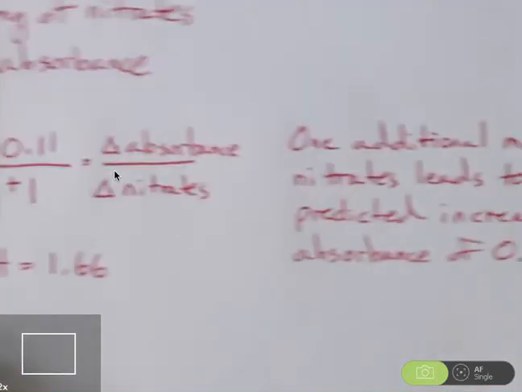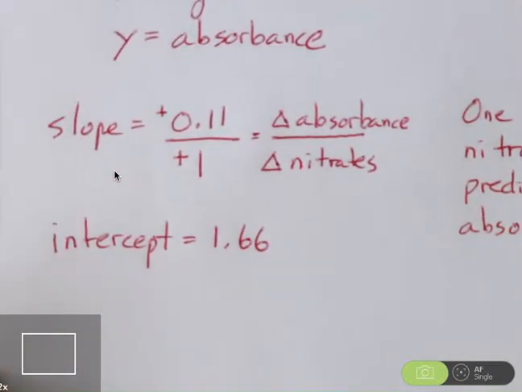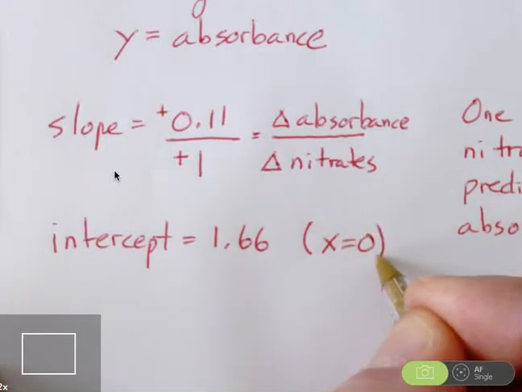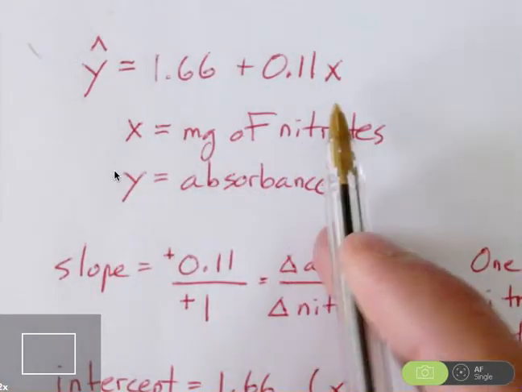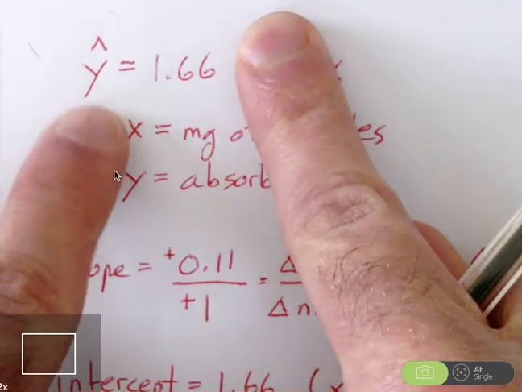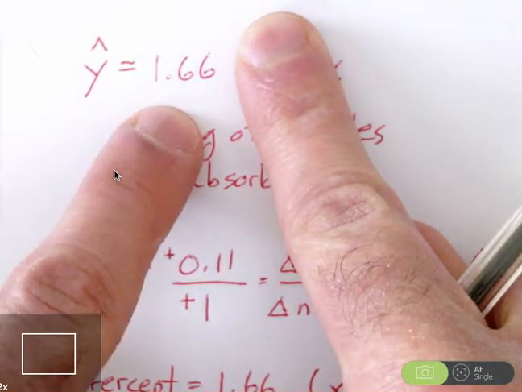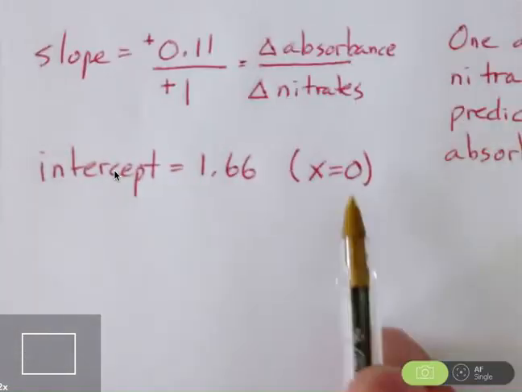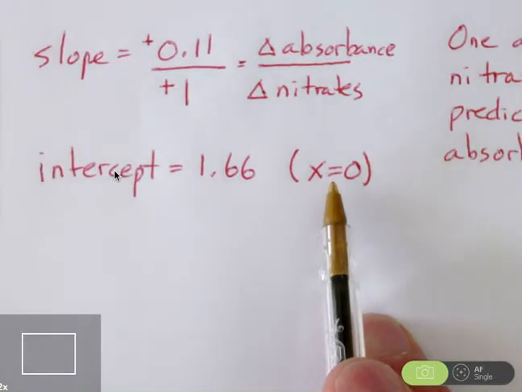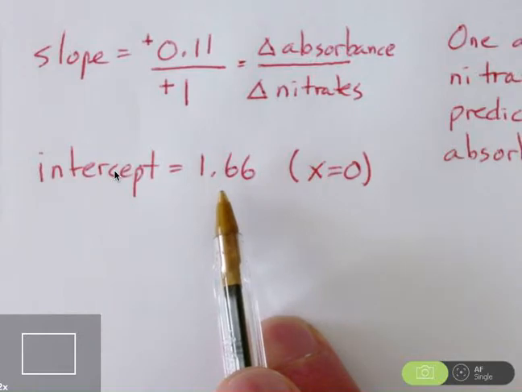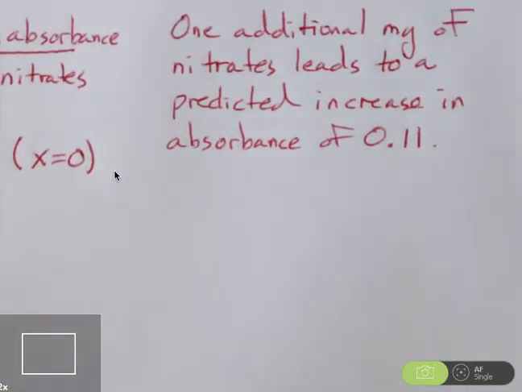So the intercept is 1.66, but remember that it corresponds to an x value of 0. So if you look in the equation, if x is 0, this part of the equation disappears, so your predicted y value is the 1.66. So that intercept says if x is 0, so if we have 0 milligrams of nitrates diluted into this solution, the estimated absorbance is 1.66. That is the interpretation of the intercept.